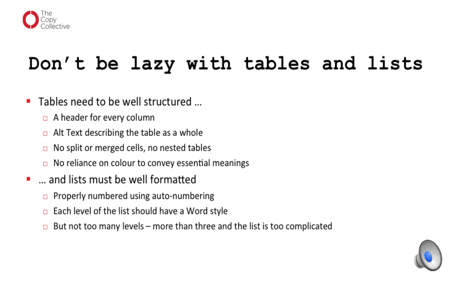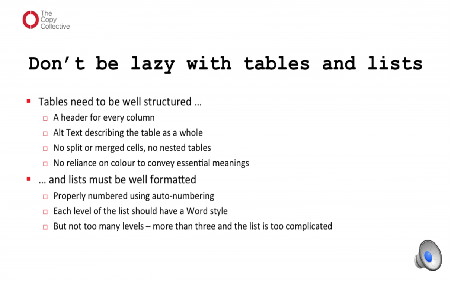Don't be lazy with tables and lists. Tables can get complicated. Resist the temptation. Tables within tables within tables are a disaster for assistive technologies and for readers generally. If you've got complex data or charts, separate them into understandable bits and provide explanatory text to link them.